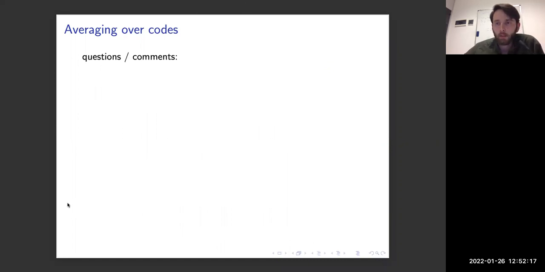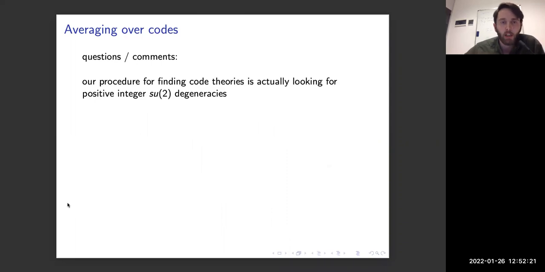Okay, so we have some sort of, again, preliminary, but some guesses of what's going on here. Our procedure for finding code theories is actually looking for SU2 degeneracies. And we think that where this SU2 comes from is the U1 to SU2 enhancement that happens in string theory when you compactify at the self-dual radius. We think that it's directly analogous to that.